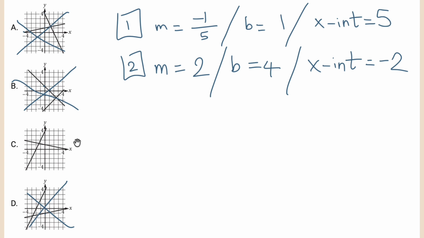So that's wrong. Here, let's go back to this one. Let's check it with our second given equation. The y-intercept here is 4. All right. And the x-intercept is -2. Is that correct? That is correct. It is option C.